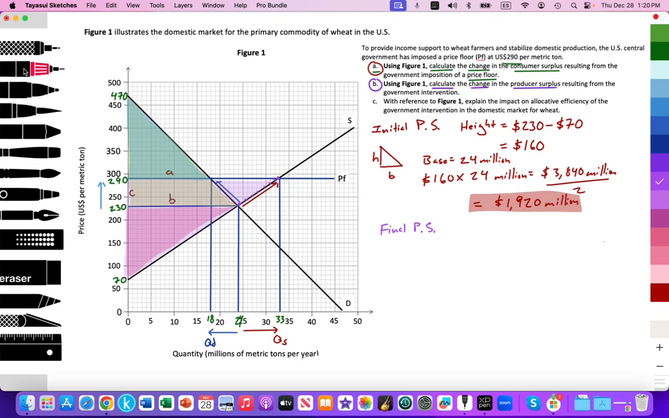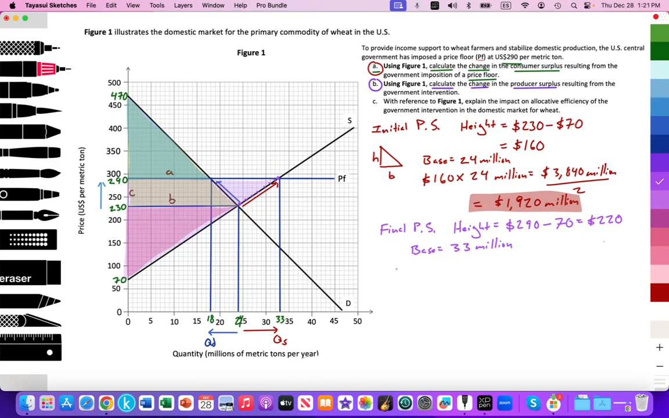Okay, there it is. So let's figure out what's the height. So the height now is going to be equal to 290 minus 70. That's now going to be equal to 220. That is my height. My base, I can clearly see, is now at 33. All right. Quantity supply has increased to 33 million. So the base now is 33 million.